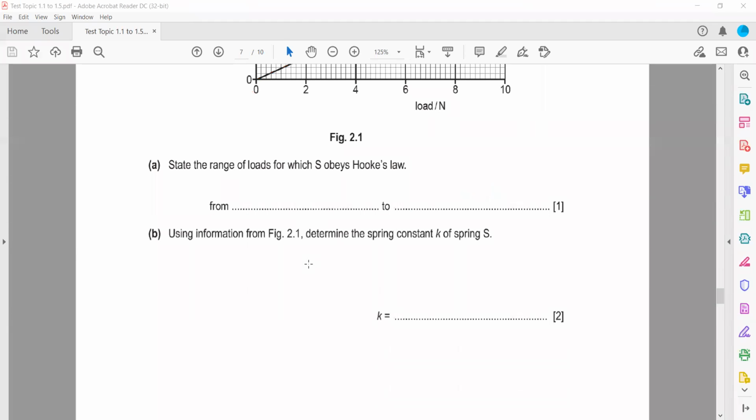So this answer will be 0.53 Newton per centimeter, or you can also convert and get the answer in Newton per meter.